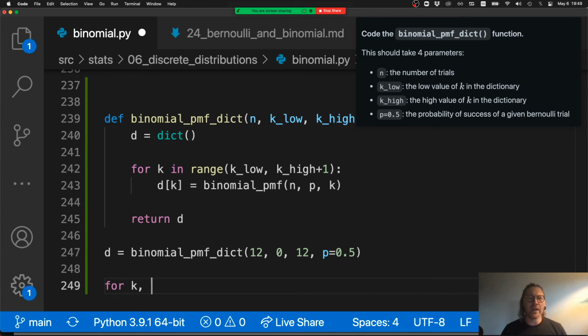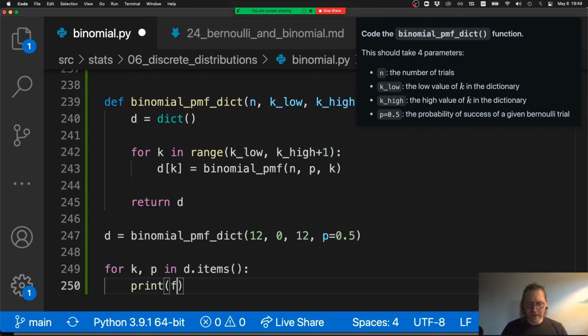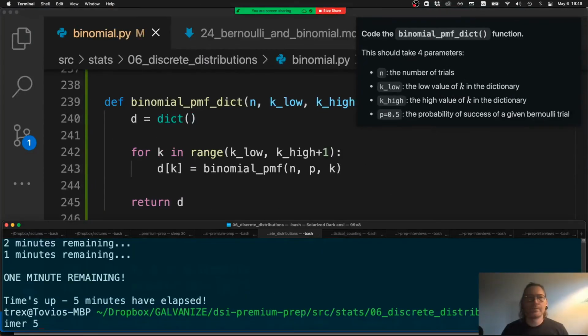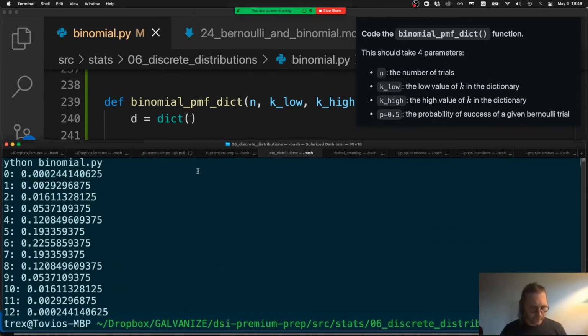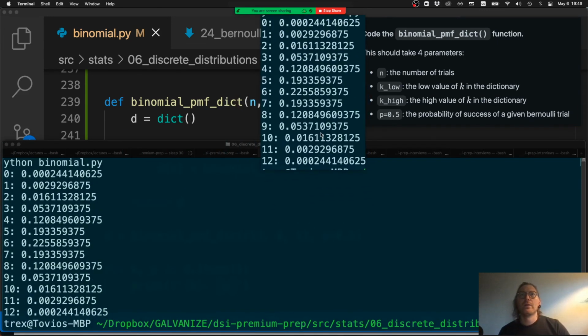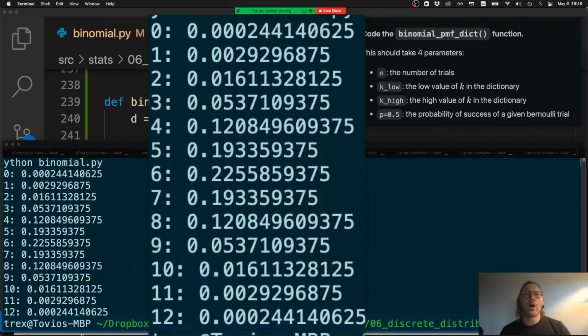So for k and probability in d.items, we can print an f-string of the k and the probability. So this kind of gets us back to what we were looking at in the counting approach, right? These are the probabilities that we ended up with if we took the counting approach.